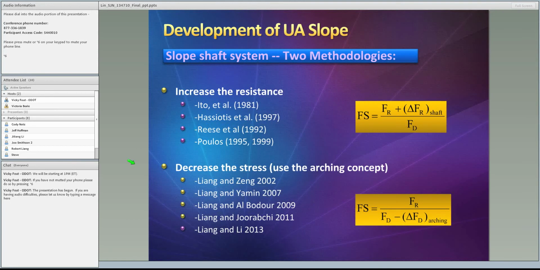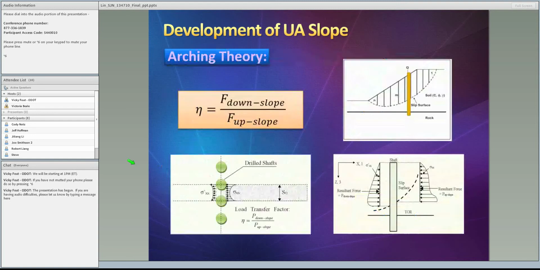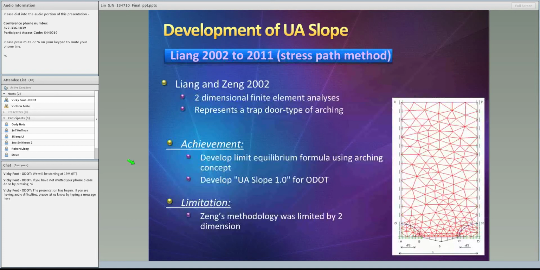As I mentioned before, the arching theory is related to the load transfer factor eta, which is a force ratio between the downslope force over the upslope force. So in 2002, Liang and Zheng simulated a two-dimensional finite element, and they also represented a trapdoor type of arching. This is the trapdoor arching here.